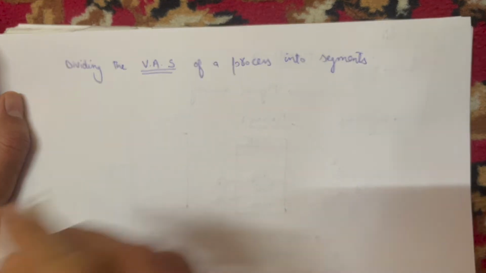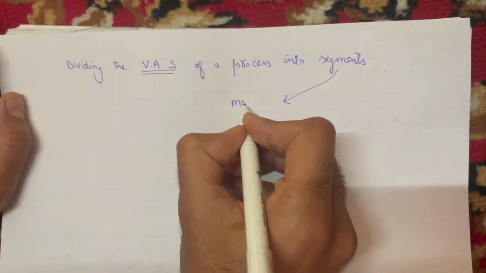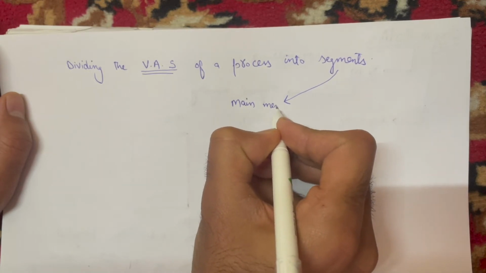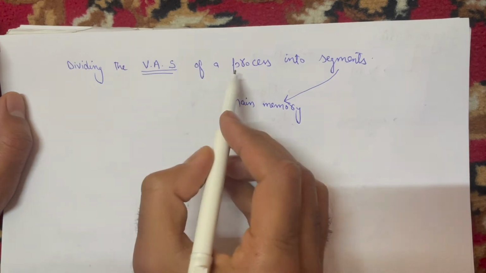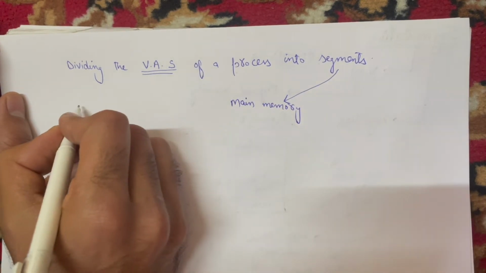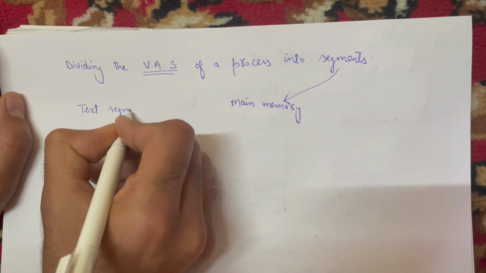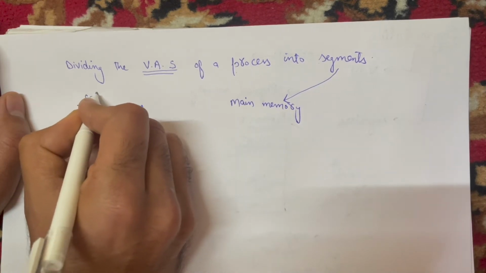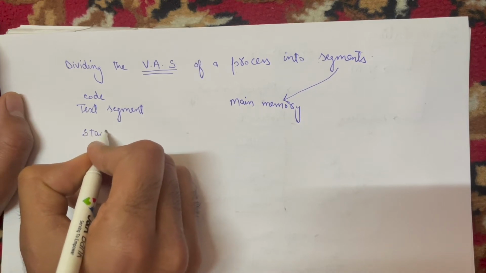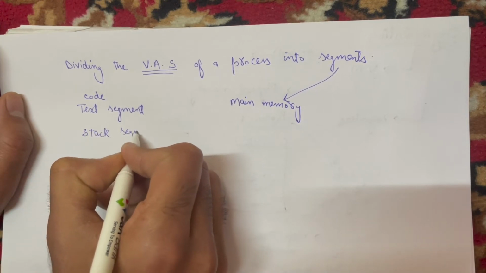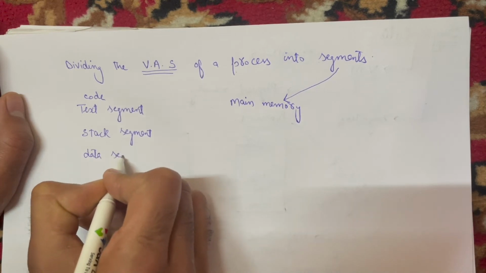Okay, then we are mapping these segments to main memory. And let's suppose for a process there are multiple segments. For example, one segment is called a text segment, or it is also called a code segment. Another segment is stack segment. Another segment is data segment. So there are different segments possible.